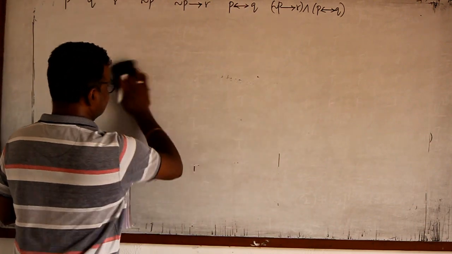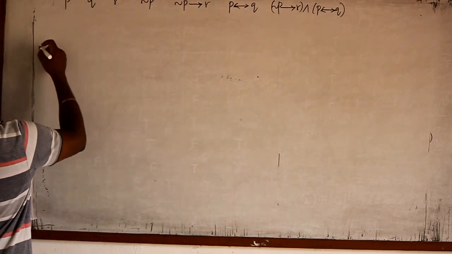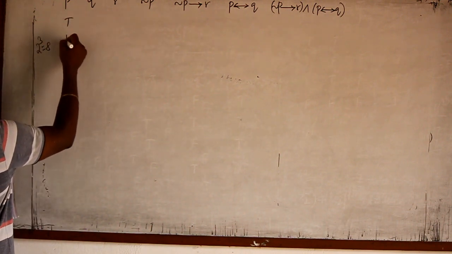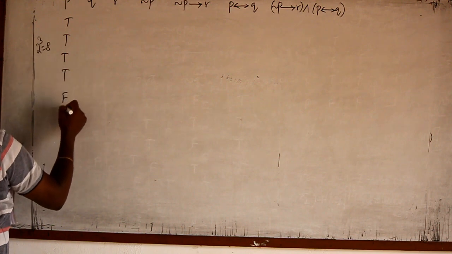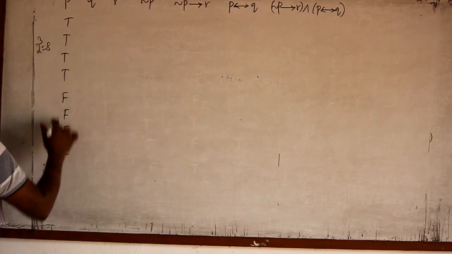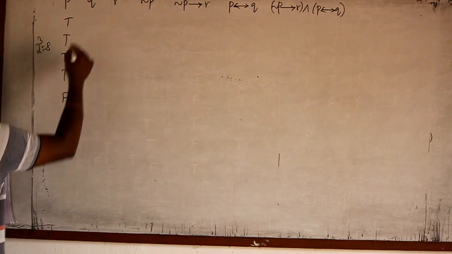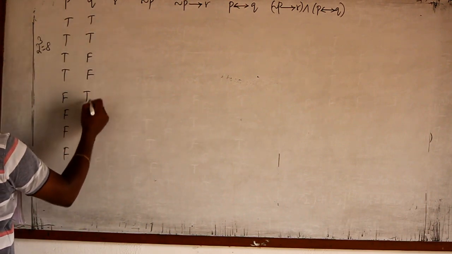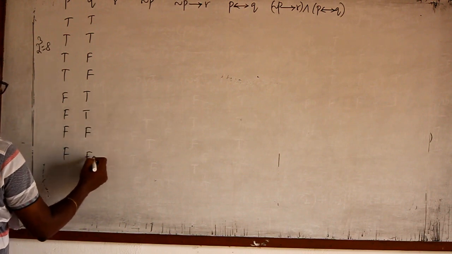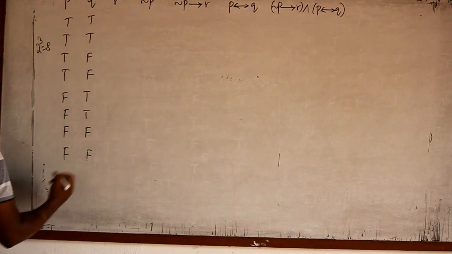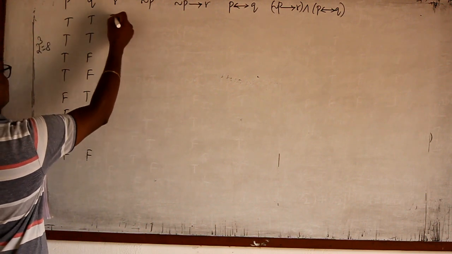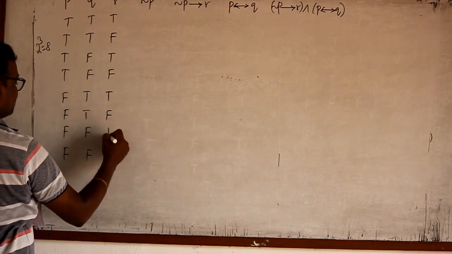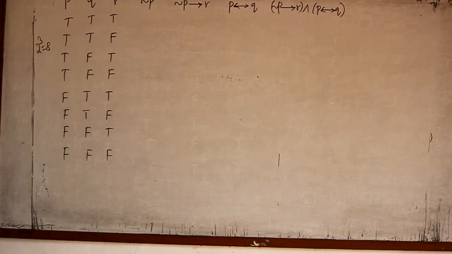There are 3 sets, isn't it? P, Q, R. So the number of elements must be 8. 8 means 4 true, 4 false. See, 8 elements. Now half of this, that is 2 true elements, 2 false elements repeated. Straightly. Now R means half of this: 1 true, 1 false, 1 true, 1 false repeated, 1 true, 1 false, 1 true, 1 false repeated.